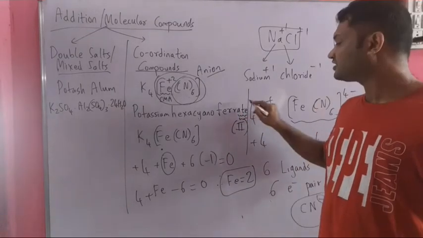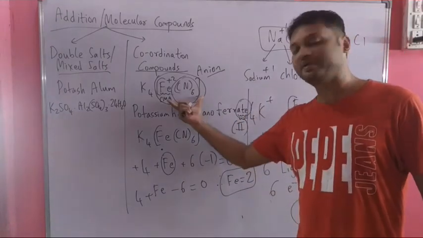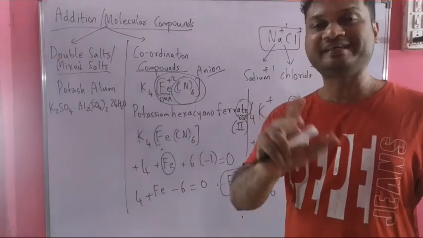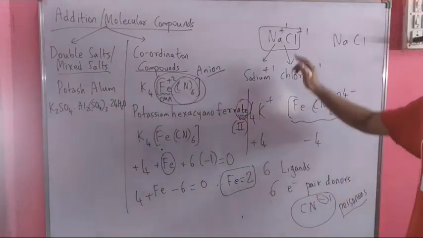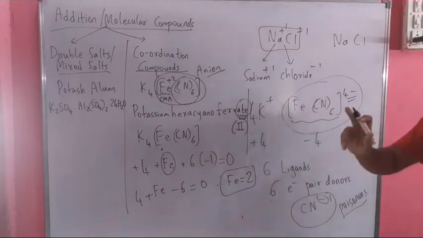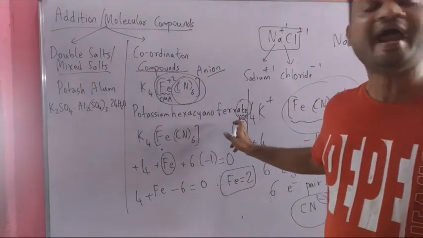Why do we have suffix -ate here? Because if the coordination sphere, or we can say the species under the square bracket, is an anion, meaning it has a negative charge, and we have already seen it has a negative charge, [Fe(CN)6] 4 minus, -4 negative charge. That means we will add the suffix -ate at the end.